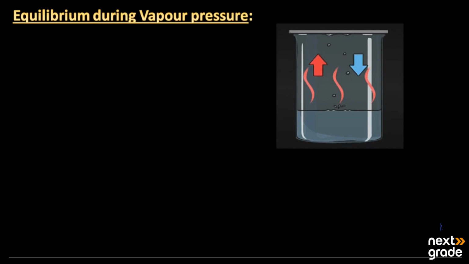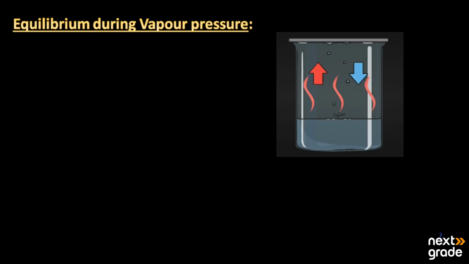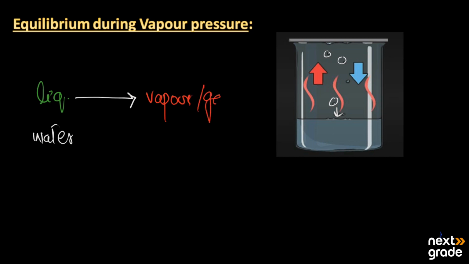Okay. Next we have equilibrium during the vapor pressure. What type of equilibrium is created when there is a vapor pressure? Here is the equilibrium state in this picture. You can see that some molecules leave the surface, and some are coming back and changing into the liquid. For example, when we have water in a closed container, it changes into vapors, or gas. This process we call evaporation. And when the vapors are recaptured by the liquid and change into liquid again, this process we call condensation.